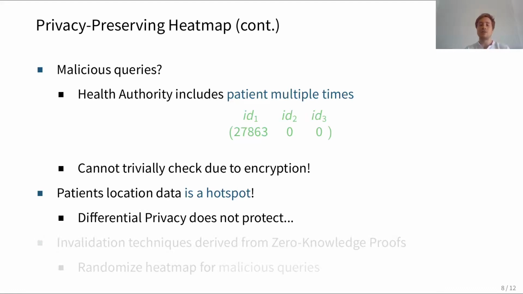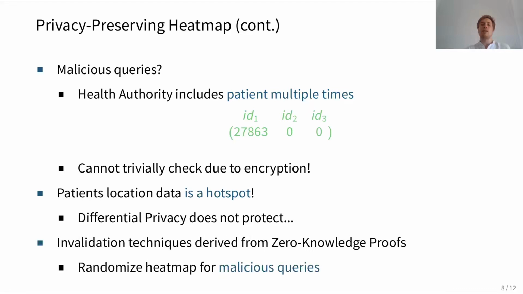And also, since we're using homomorphic encryption, the mobile network operator cannot trivially check whether this input vector consists of just zeros and ones. So we had to come up with a different method to protect against this kind of attack. And what we do is, we have derived some invalidation techniques from zero-knowledge proofs, and they have the goal to invalidate the heat map if we detect malicious behavior.